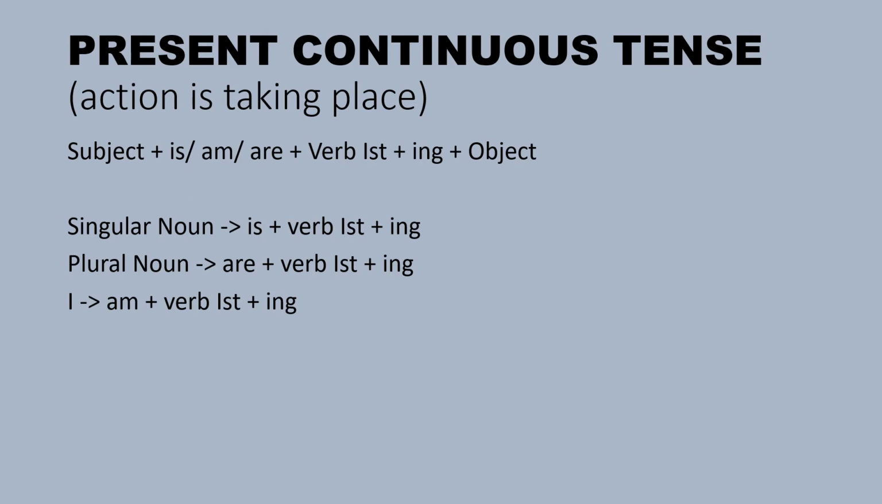But if the noun is plural, we will have to use are as a helping verb plus ing. So when we make the sentence, for example, girls. Now with girls, I'll have to use are plus verb. If the verb is dance, it will be dance plus ing. So the sentence will be girls are dancing. With I, we'll always use am plus verb plus ing. For example, I am writing a letter.